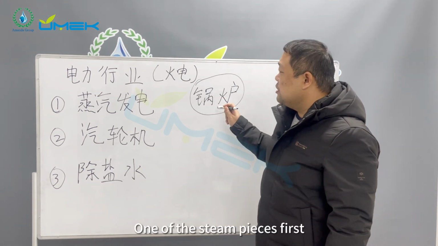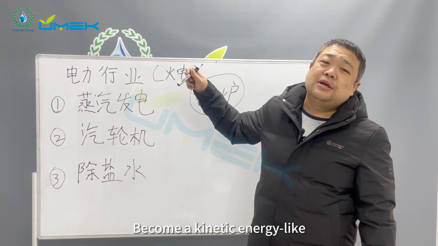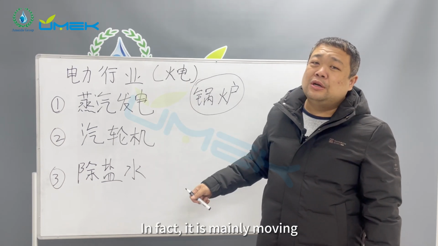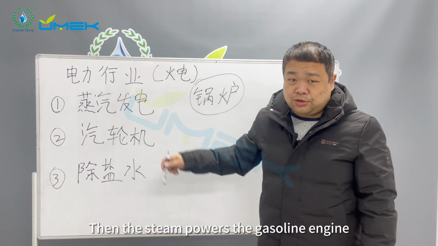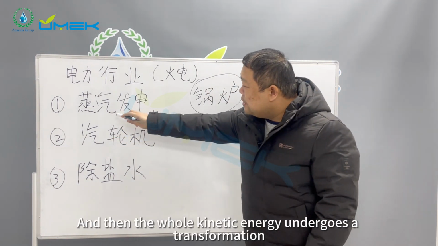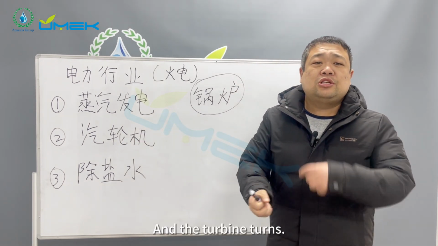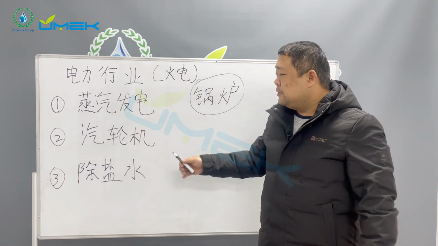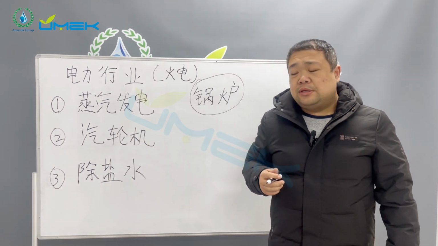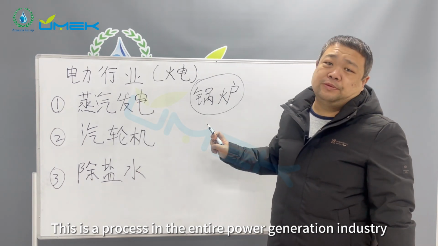The steam stores energy, a mix of thermal energy and kinetic energy, in fact mainly kinetic. Then the steam powers the turbine, and the whole kinetic energy undergoes a transformation. As the turbine turns, kinetic energy becomes electricity. This is the process in the entire power generation industry.